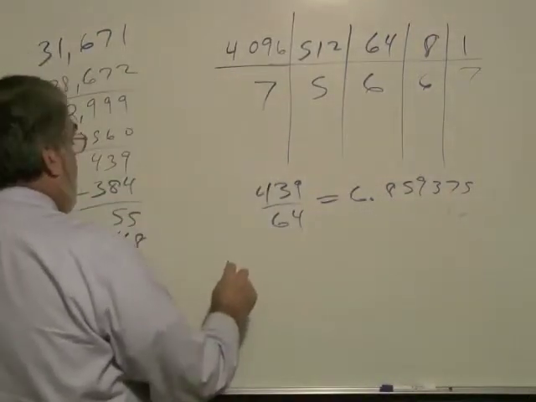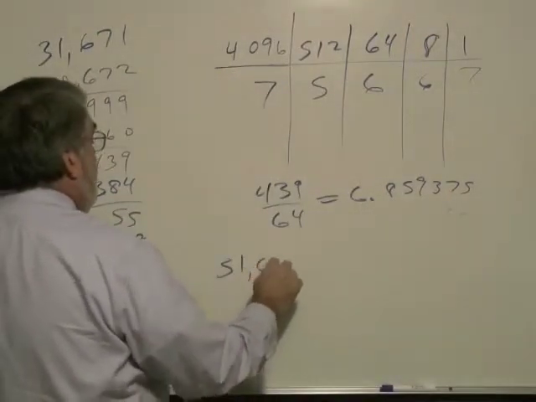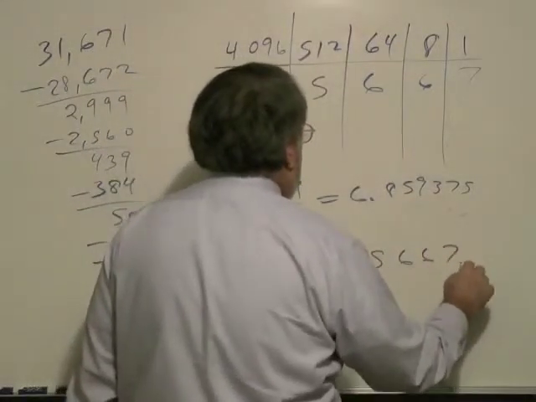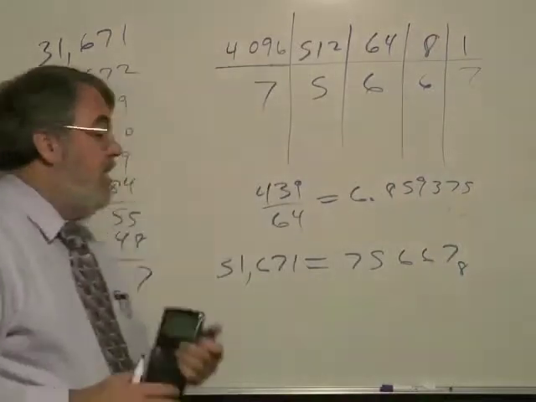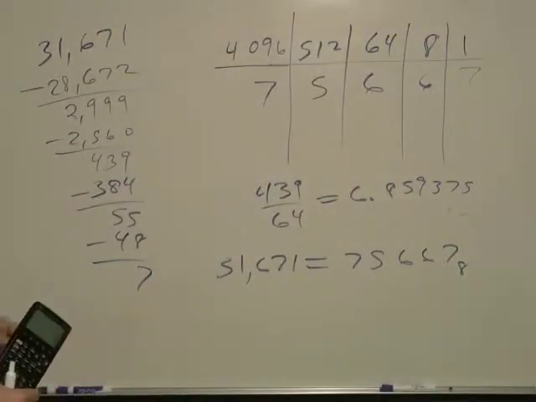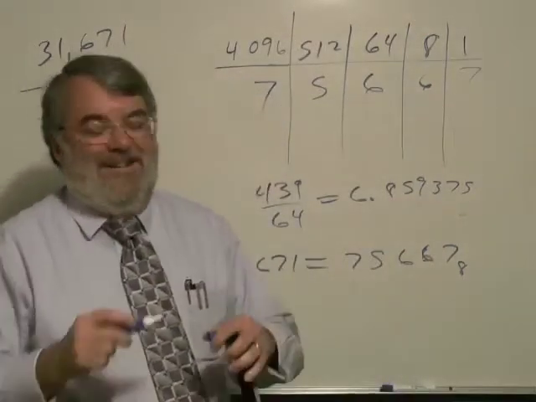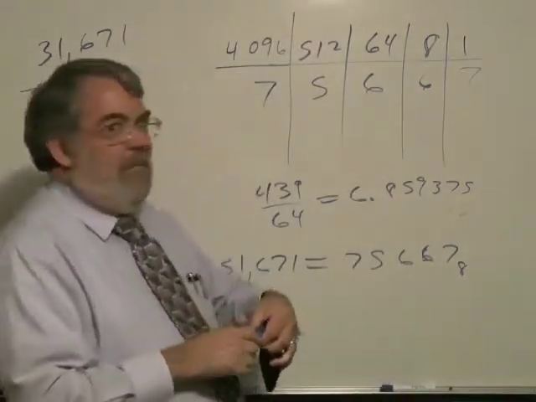So here we go, 31,671 equals 75667 base 8. 75667 base 8. Okay, so they're a bit more work, aren't they?